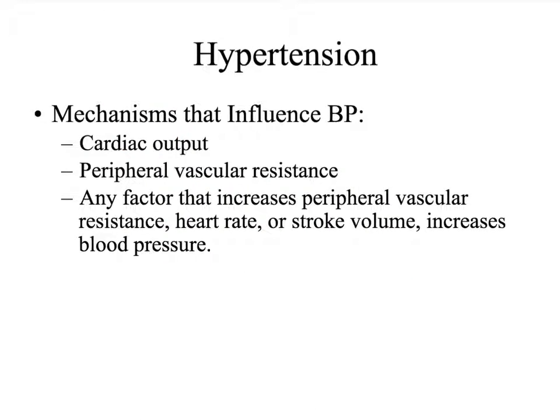And this is basically just a summary of what I just said regarding the association of atherosclerosis and arteriosclerosis to hypertension. Anything that affects your cardiac output or your peripheral vascular resistance, such as arteriosclerosis or atherosclerosis. These are factors that increase the peripheral vascular resistance, the heart rate, and stroke volume. This all increases your blood pressure.